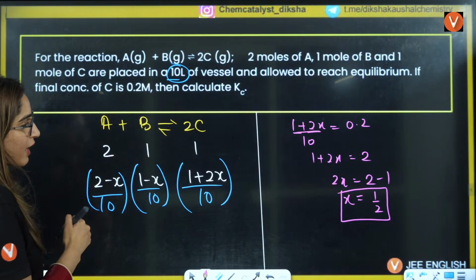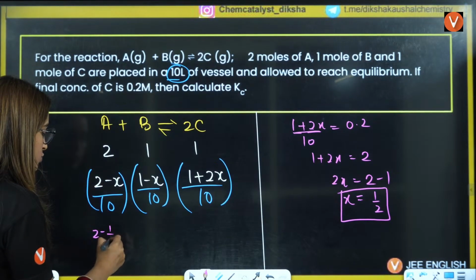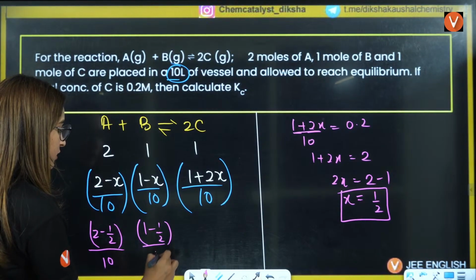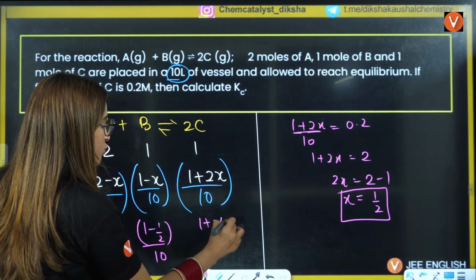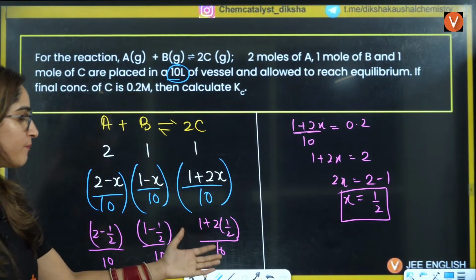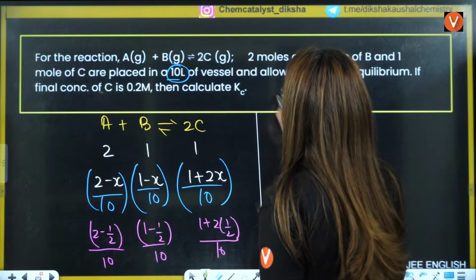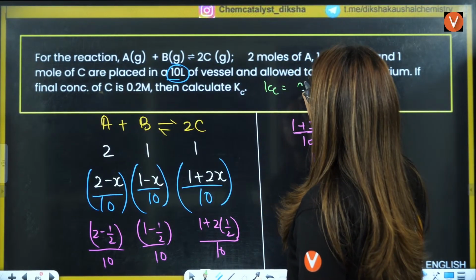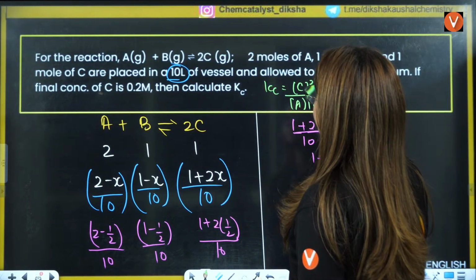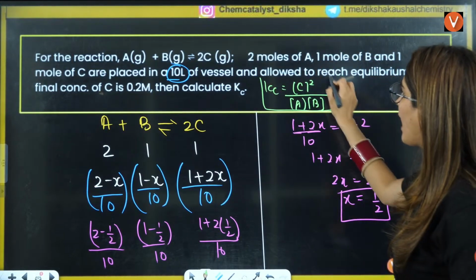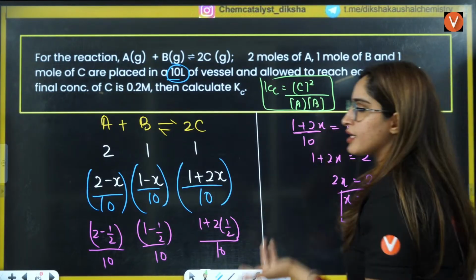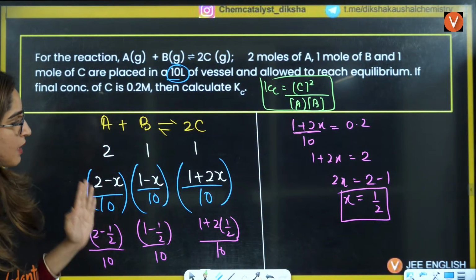You just need to put the value here. This is (2 minus 1 by 2) by 10. Right? (1 minus 1 by 2) by 10. This is (1 plus 2 times 1 by 2) by 10. This is the value of A, B and C. Then you put the value in Kc. Kc is equal to concentration of C square divided by A times B. You have the concentrations, you can solve this easily. Put the values here, you will get your answer. Okay?